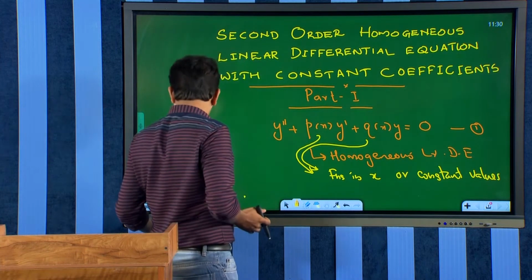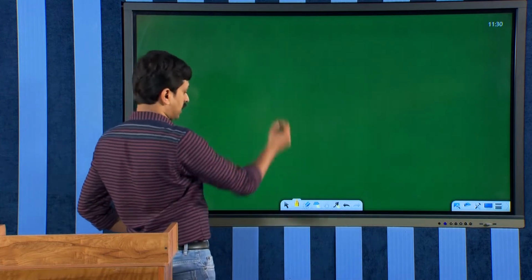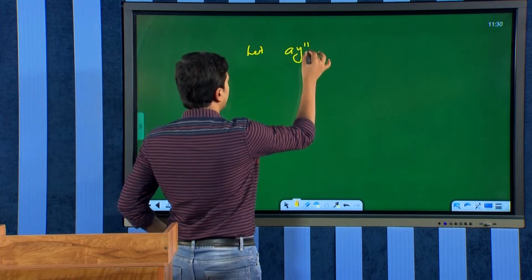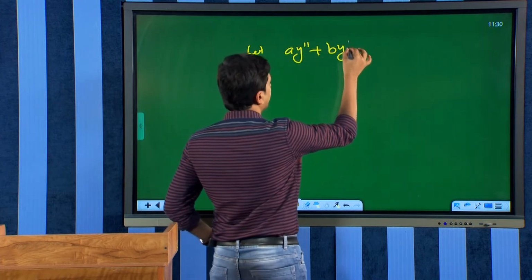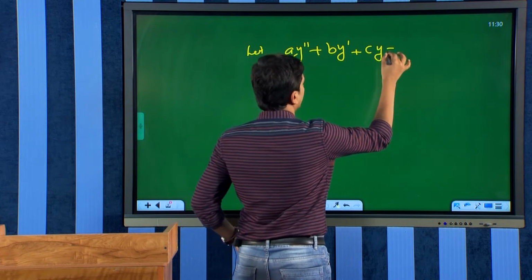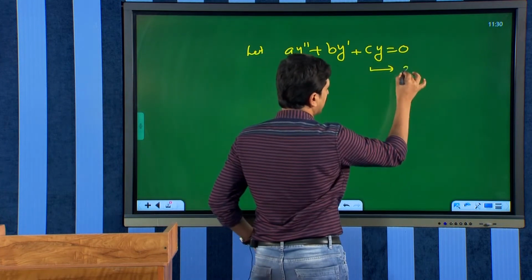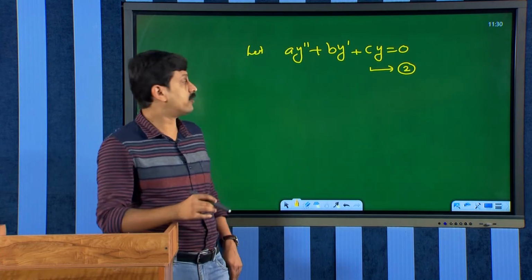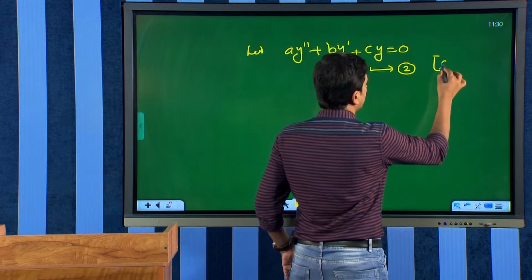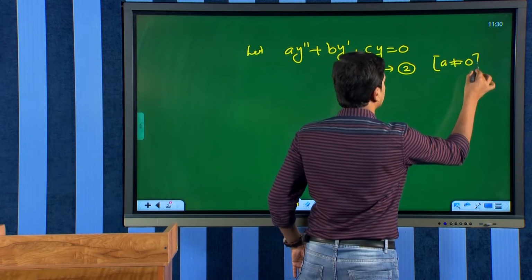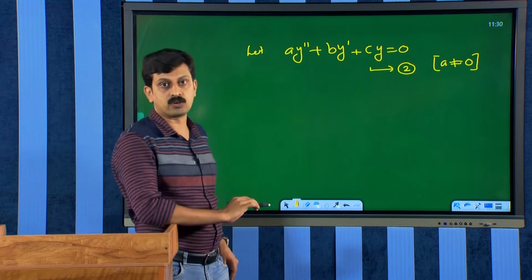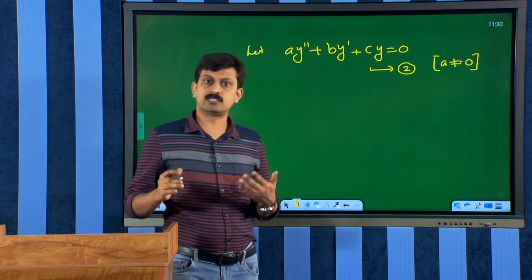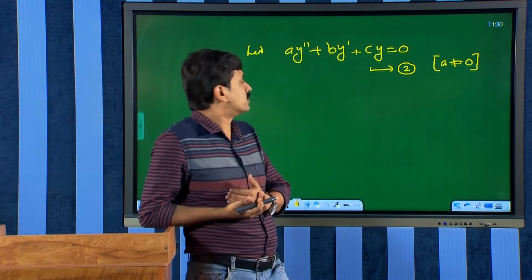That is the second order linear differential equation with constant coefficients. So we discuss: let a y double dash plus b y dash plus c y equal to 0 be the second order linear differential equation with constant coefficients, where a is a non-zero constant. So, how can we find the solution of this differential equation?